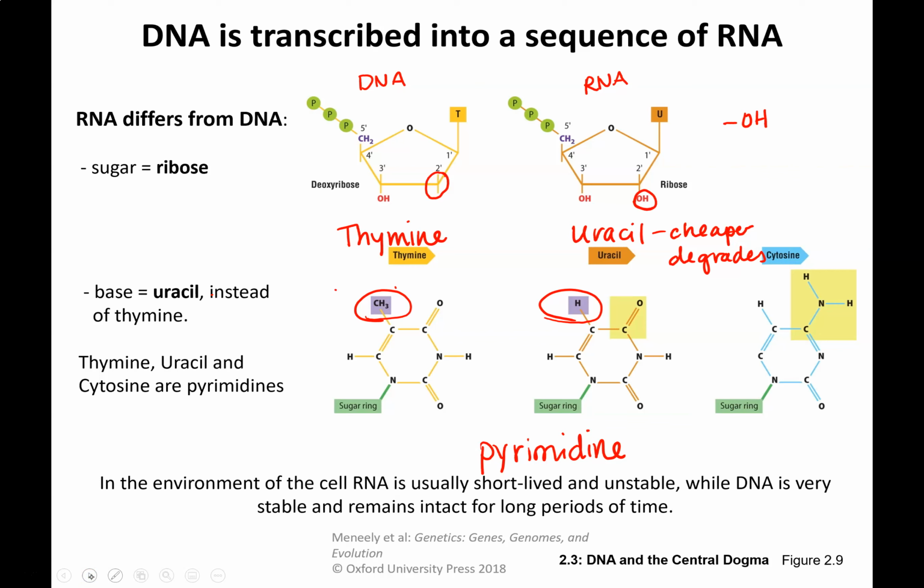So because uracil is a little bit less stable, you can incorporate uracil into RNA, which is also cheaper for the cell to make. And you can actually make it by modifying cytosine if you have to.